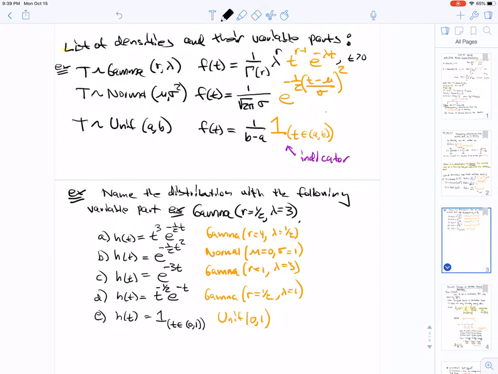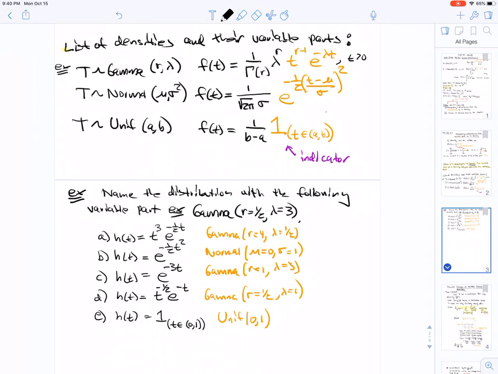And normal: e to the minus 1/2 t squared is just the standard normal. e to the minus 3t, recognize that as exponential, or gamma with r is 1, lambda 3. t to the minus 1/2 e to the minus t is gamma with r equal to 1/2. So whenever you see t to a negative power, that negative power needs to be greater than minus 1, because for it to be gamma, it's r minus 1.